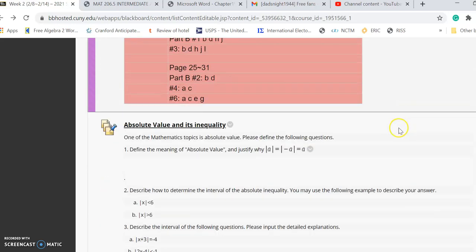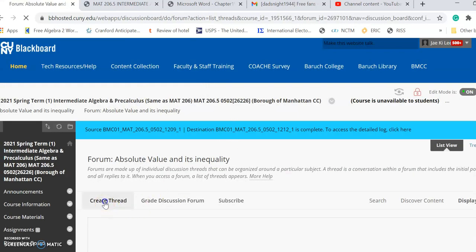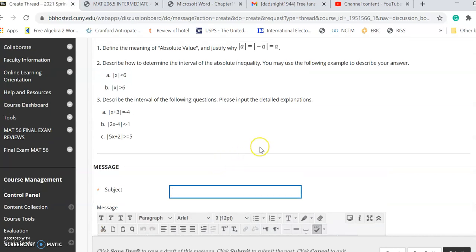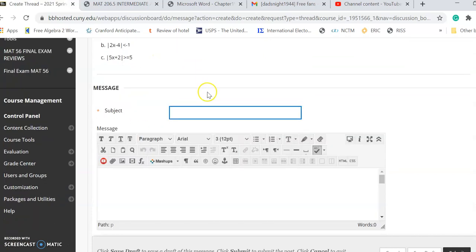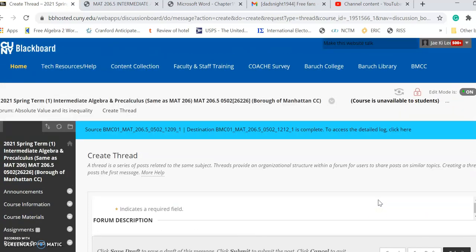Now, for the week two discussion, please just create your thread and submit it. Same thing, click that and create a thread. You will see all the questions here. Based on that, just write your answer in this box and submit. Then later on, I will grade your thread. Sometimes I also respond to your question and your thread as well.